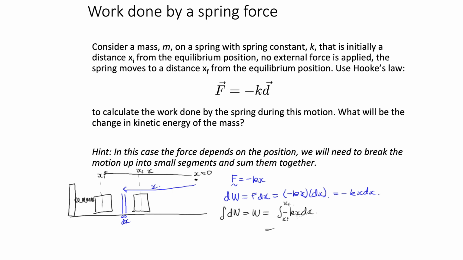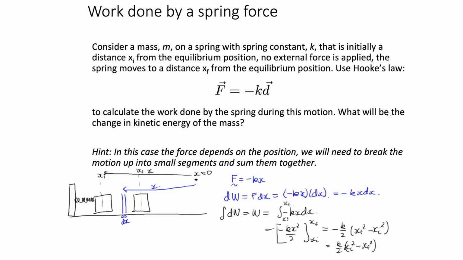So integrating minus kx dx, we get minus kx squared on 2, evaluated at x initial and x final, which is equal to minus k over 2 times (x final squared minus x initial squared). And so that is equal to k over 2 times (x initial squared minus x final squared).